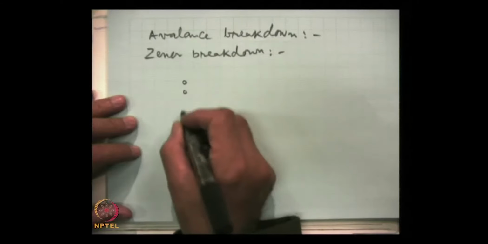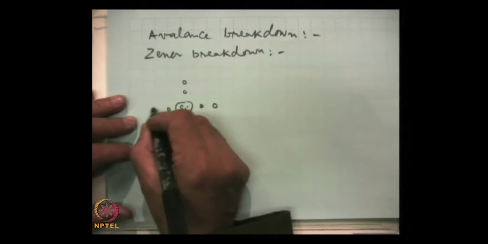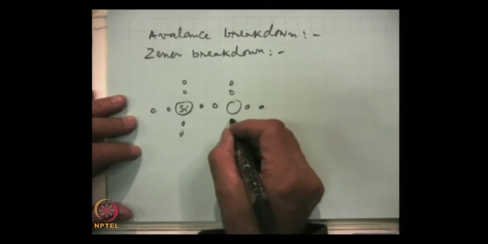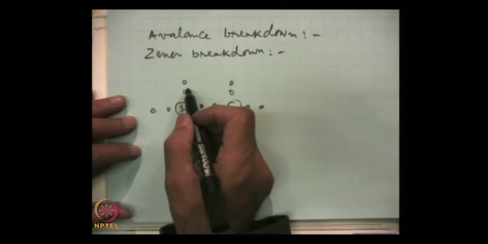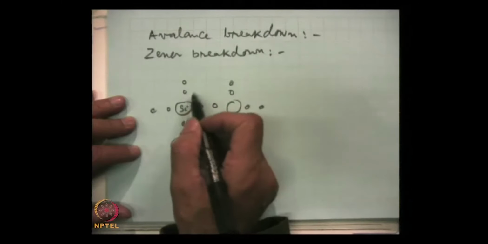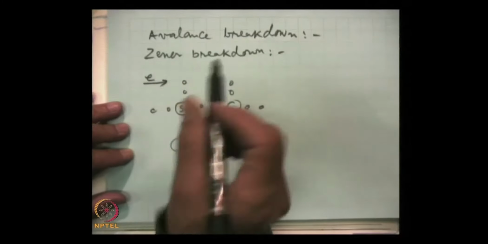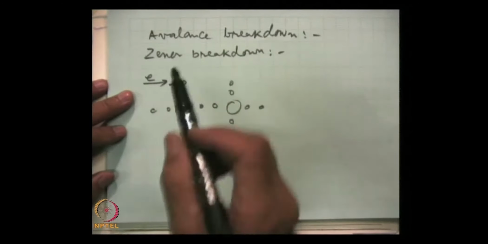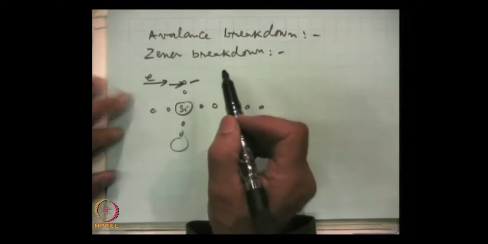For example, we can depict it like this: this is a silicon atom and these are the bound electrons. These are all silicon, these are the outermost electrons, which are the valence electrons, and this is the highly energetic electron. It gains enough energy that it makes an impact here, and it is able to knock out this electron, so that they become two.